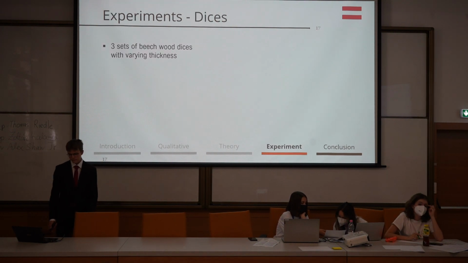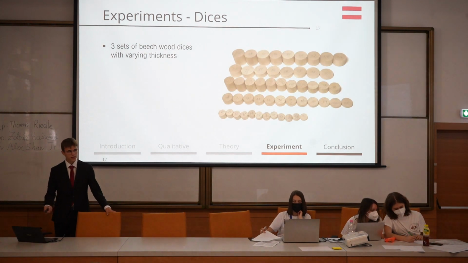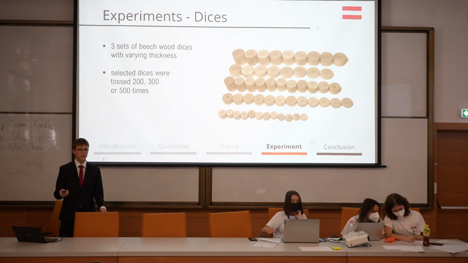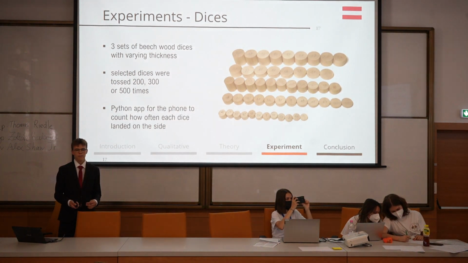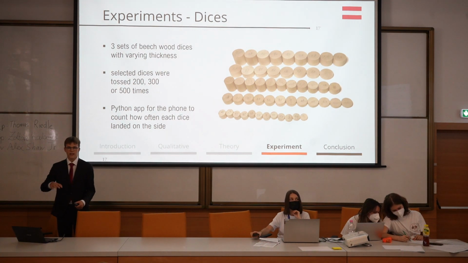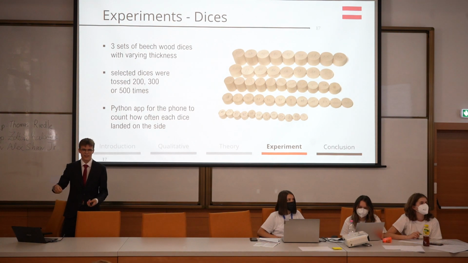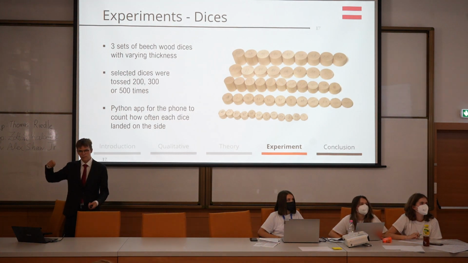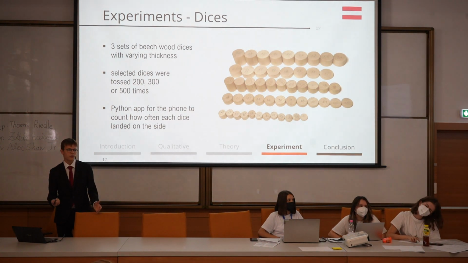Now to the experiment. I had 3 sets of wooden dice with varying thickness, as you can see on the right, and selected dice were tossed 200 times, 300 times, or 500 times, depending on the experiment. And I also programmed a Python app for my phone, because when I threw the dice and it landed on the side, it would be very painful to note it on a piece of paper and then count the points. So I programmed an app so I could just click it, which was easier for me to conduct the experiment.